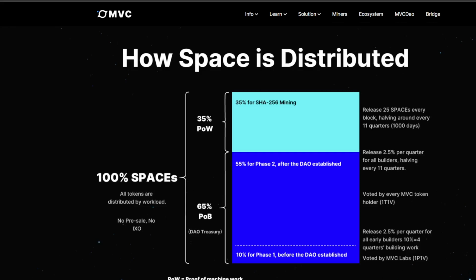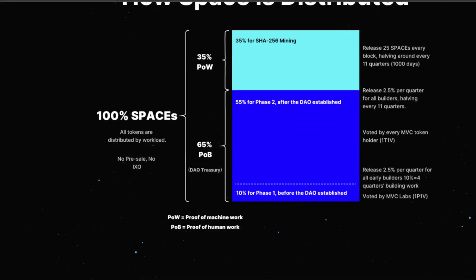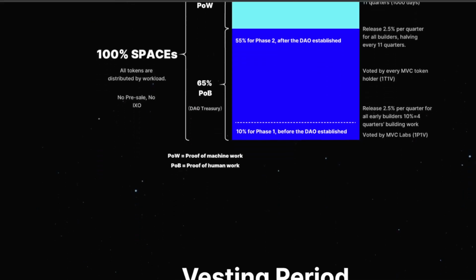And then the rest, 35%, basically is being distributed through mining. Again, having 11 quarters, each quarter being about 1,000 days, so it releases 25 SPACE every block. So that's fine. The 35% is fine. It's very Bitcoin-like. But the other 65%, although it is a DAO and based on DAO consensus and voting and all of that, guys, for me, it's a little bit iffy. So this is what I'm watching right now. Again, proof of work and proof of human work, which I like to call proof of build, because as these builders are building onto the ecosystem, they're going to get funding and rewarded, or in this case, given tokens to help or incentivize them to build more, which is a good thing, no doubt.